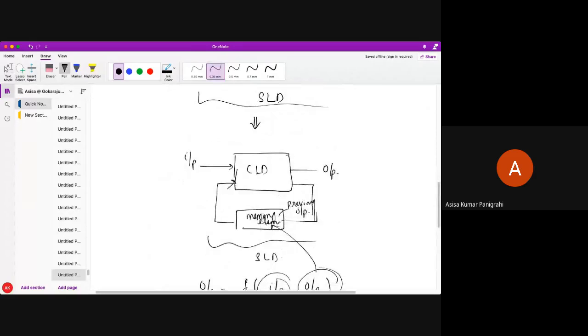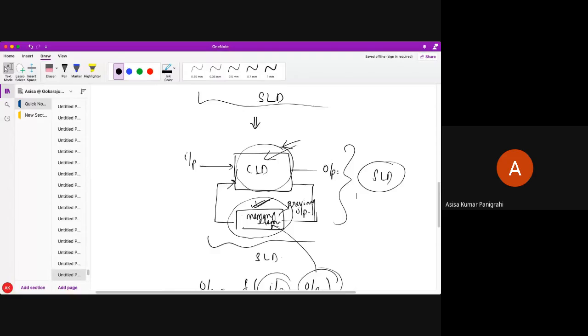Now we have already studied combinational logic design, am I correct, students? If we know how to design the memory element, then we can cover SLD. We need to understand what a memory element is, how it works, how it stores the previous output, how it stores my desired value, how it feeds back to the combinational logic design, and what the procedure to feed back is. If we know all these things, then we can cover SLD.